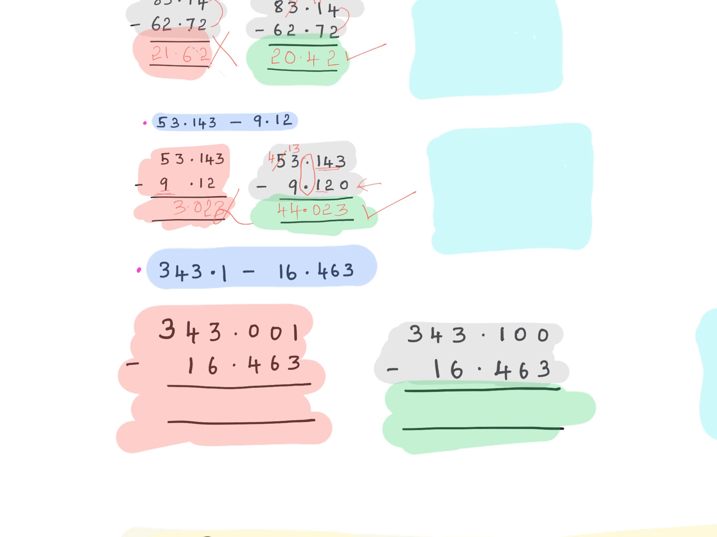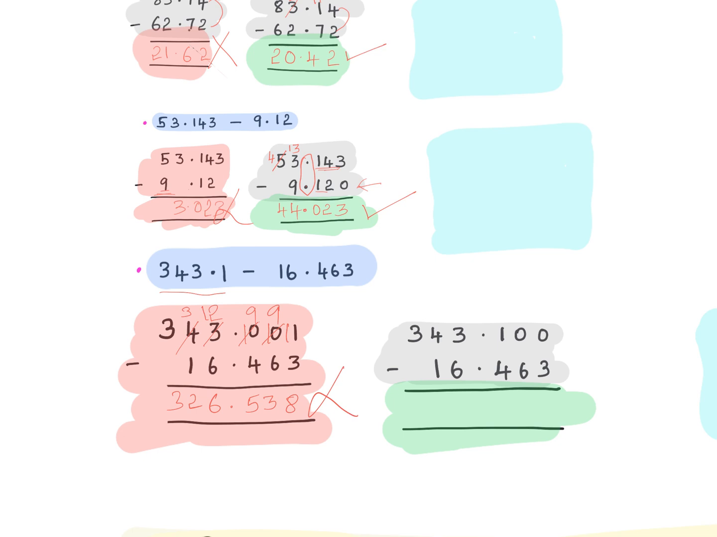Next problem, 343.1 minus 16.463. Now what we have to do is write 343.001 minus 16.463. Now 1 minus 3, is it possible? No. Now we need to forward. Here 10, 9, again here 10, 9, here 11. Here what will come? Here 8, 3, 5 point. Again here we have to borrow. 12 minus 6, 6. 3 minus 1, 2, 3. Is it the right answer, kids?